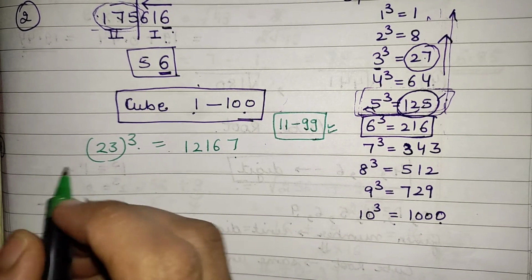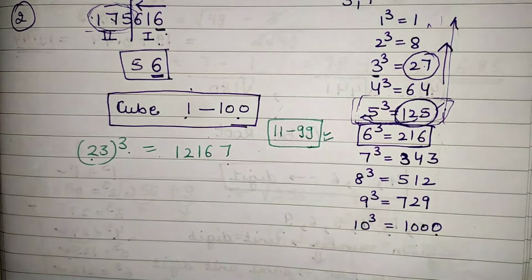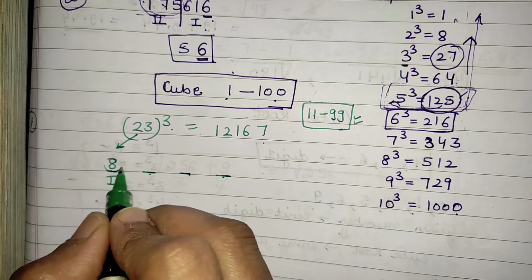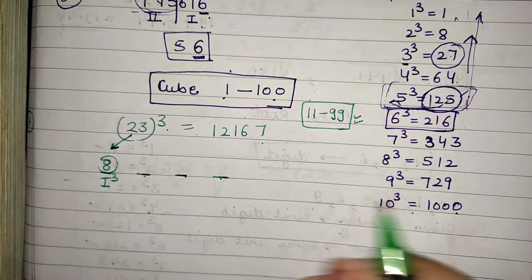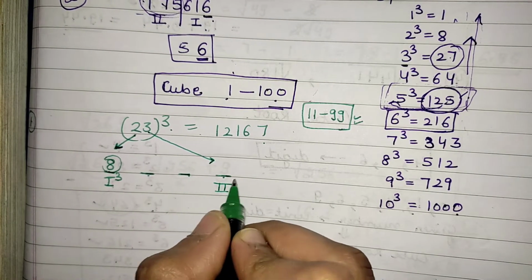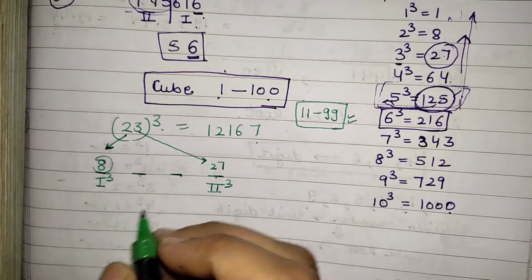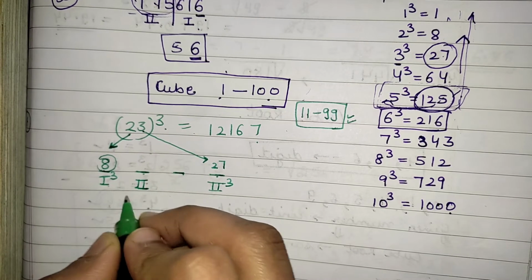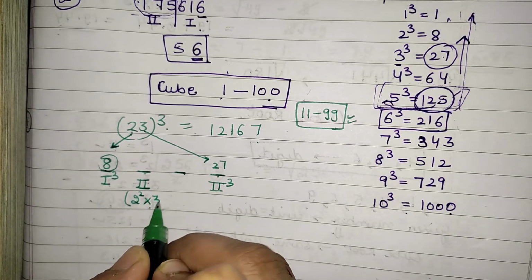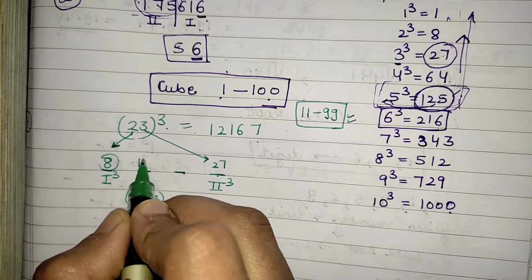To find out the cube of this number using the first trick, we will divide our answer into four parts. The first part will have the cube of the first number, and the fourth part will have the cube of the second number. So 3 cube is 27. The second part will have the square of the first digit multiplied by the second digit. Means 2 square is 4, 4 times 3 is 12.